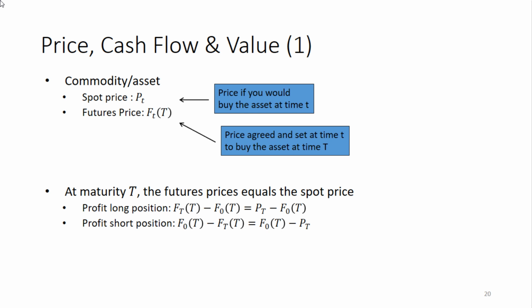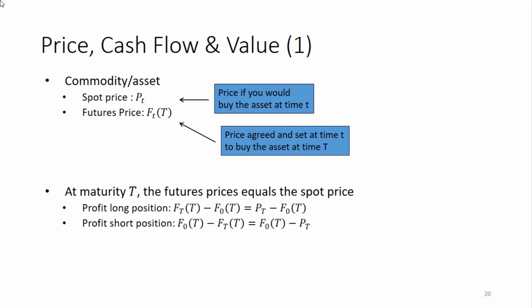If I actually come to time capital T and I would enter into a forward or futures contract, then that price would be F_T for delivery at time T, which is simply the spot price at that moment in time. I take the difference between the original agreed upon price and the actual price that prevails in the market. And so if the price has risen, then I make a loss.